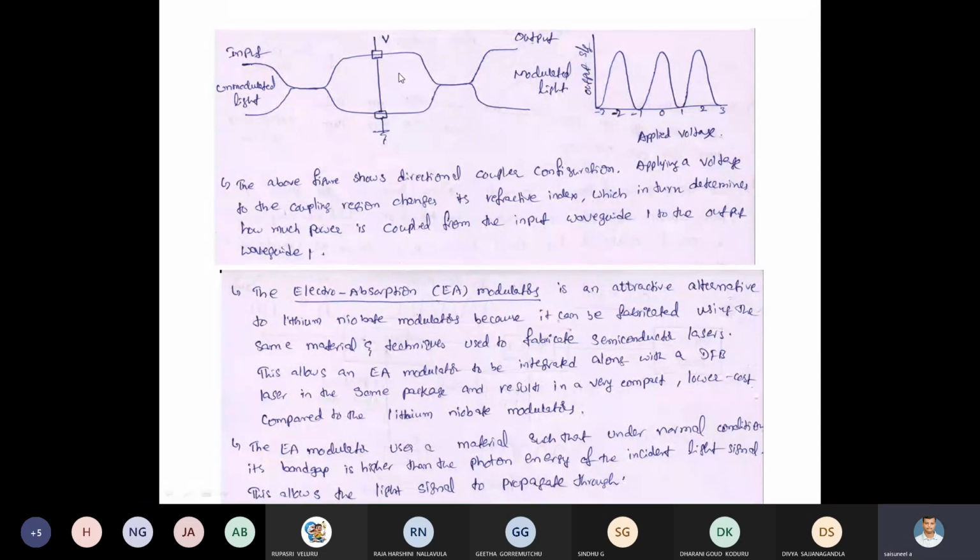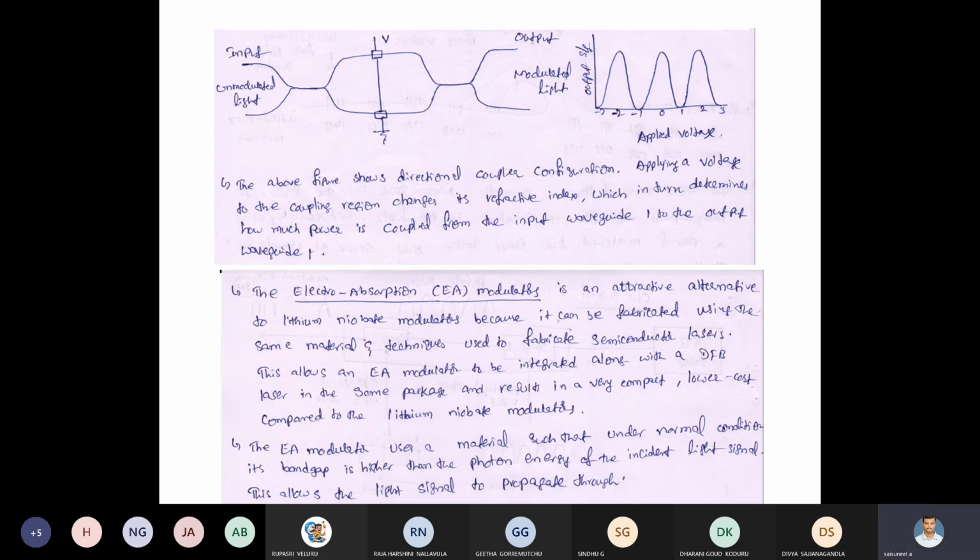Here in this structure, we are applying a voltage. We are applying a voltage to the coupling region, which changes its refractive index, which in turn determines how much power is coupled from the input waveguide 1 to the output waveguide. Here this voltage can change the refractive index of a particular waveguide, and that is how it converts from unmodulated to modulated. The other type is electro-absorption modulators.